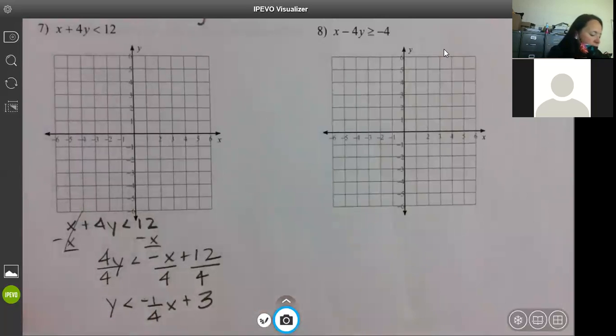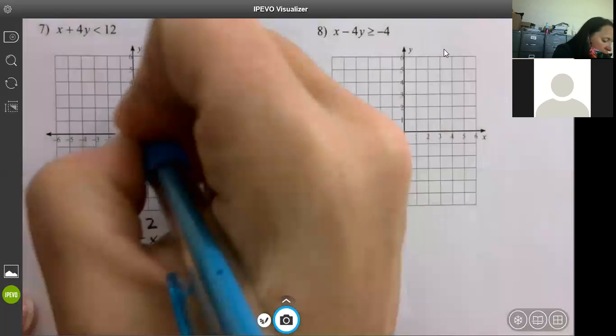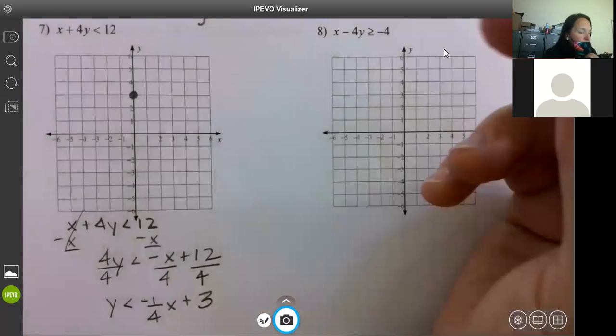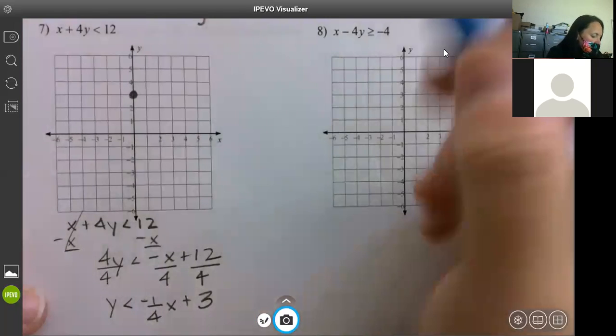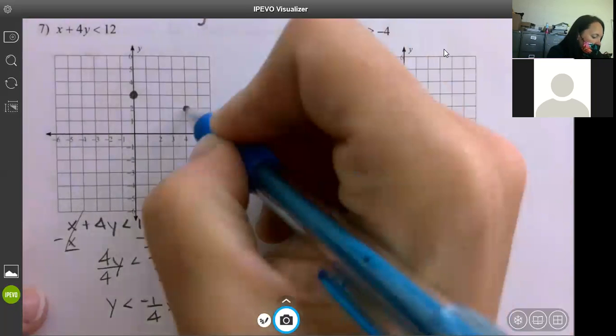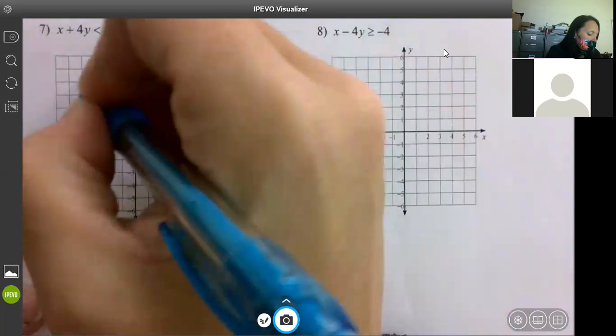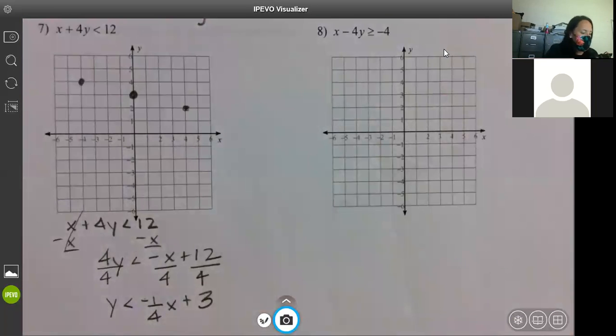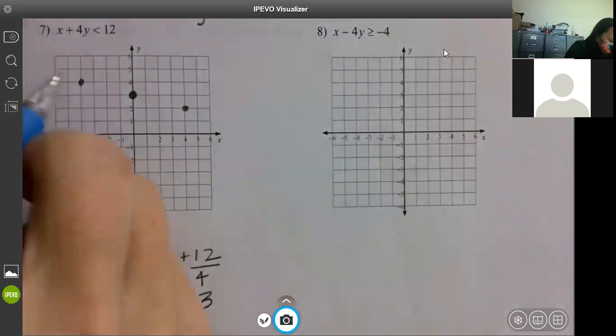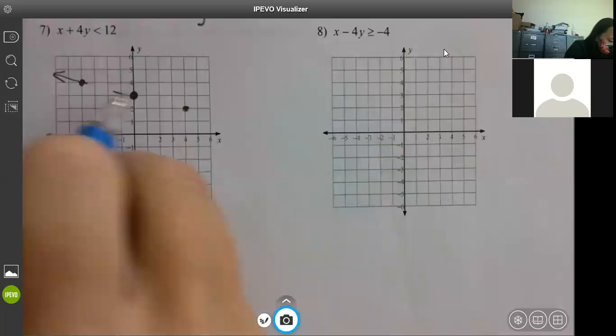Where do I start? How do I move? Down 1 over 4. Or I can go up 1 the other way 4. Is it solid or dashed? Dashed.